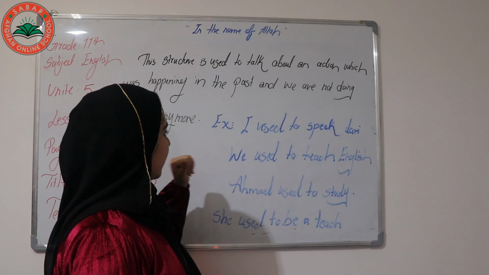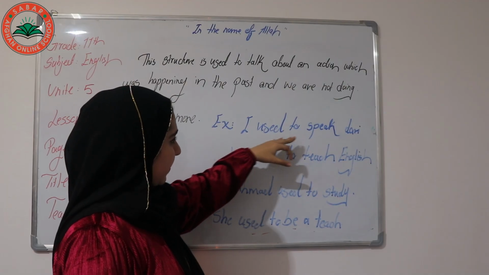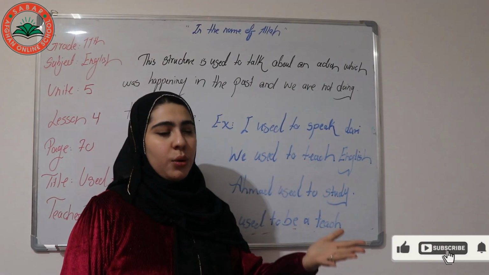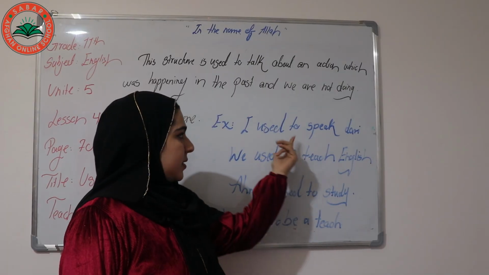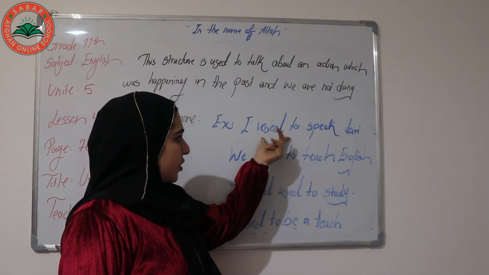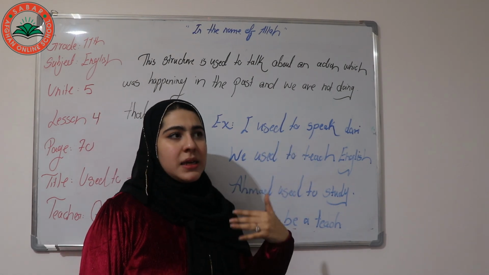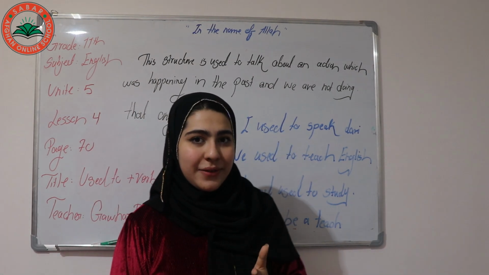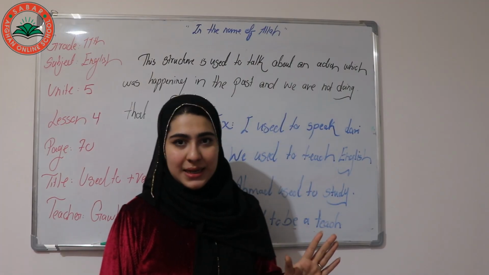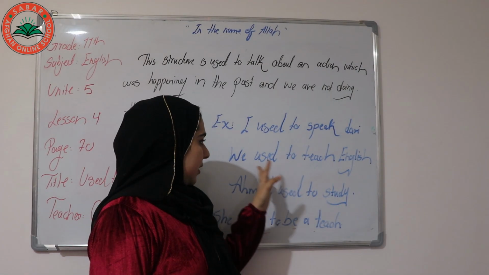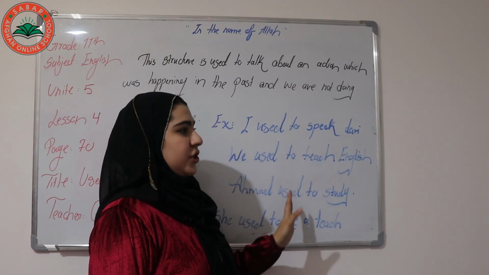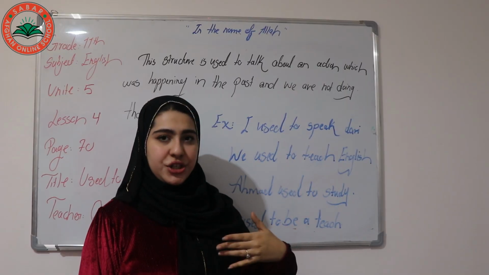For example, I used to speak Dari. So when I use used to plus verb, it automatically tells the listener that I am not doing this action anymore. Like now I'm not doing that action anymore. The next one, we used to teach English. We used to teach English.